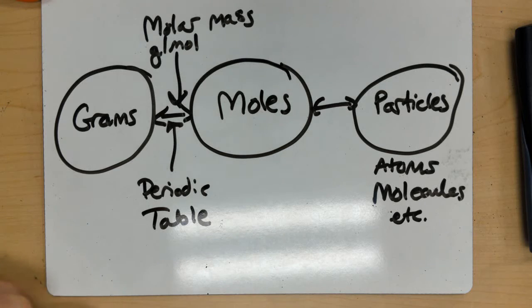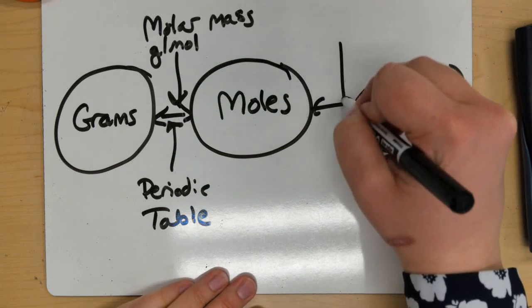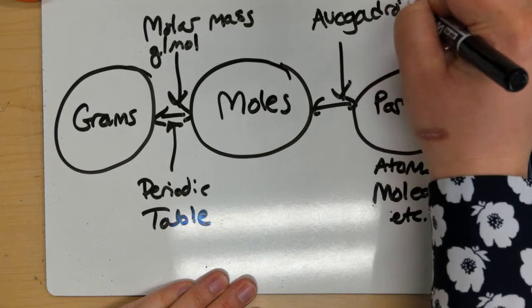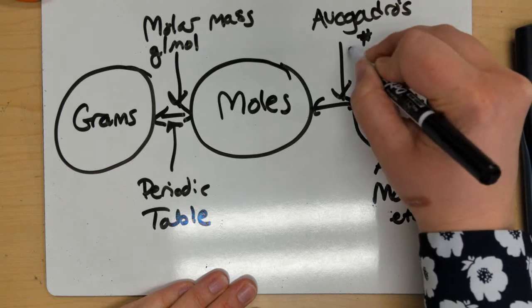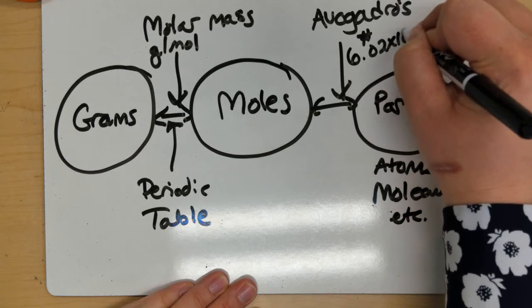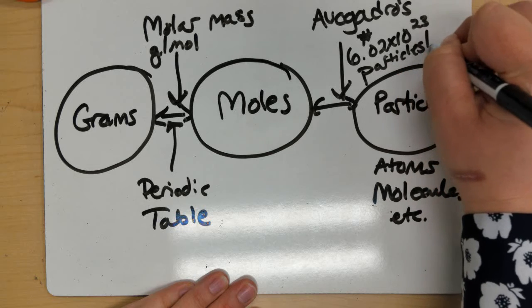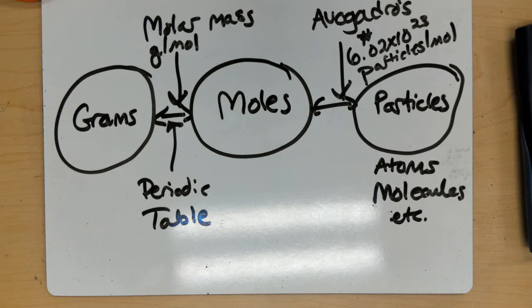Now, if we want to go between moles and particles, we're going to use Avogadro's number. You don't have to know that name, but it's kind of handy. Avogadro's number is 6.02 times 10 to the 23rd, and that's how many particles there are in a mole. And remember, this is really just a counting word for really large numbers, right? Like a dozen eggs is 12 eggs. A mole of eggs would be 6.02 times 10 to the 23rd eggs, okay?